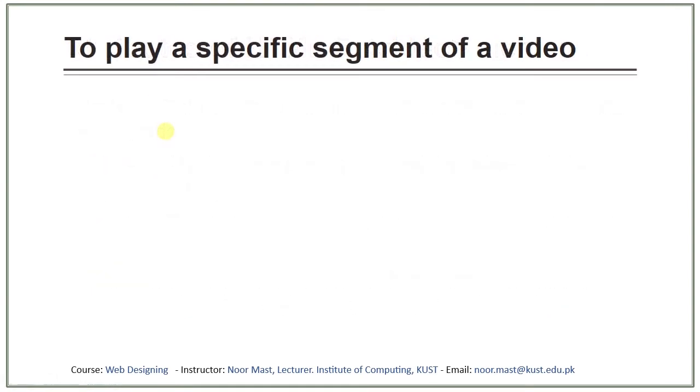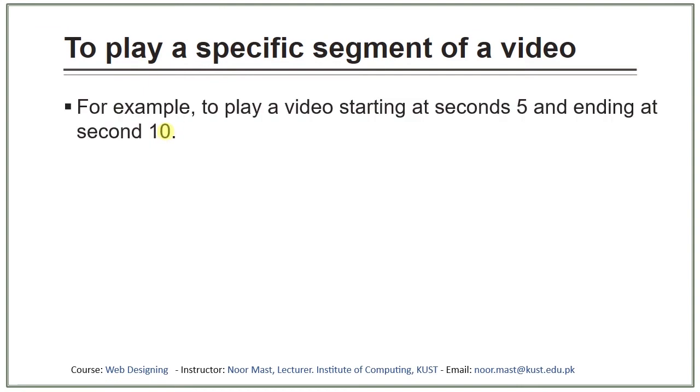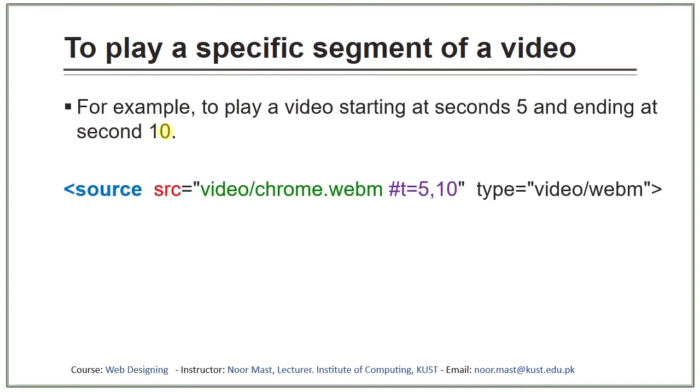Another thing to discuss about the video element is that it allows you to play a specific segment of a video. For example, to play a video starting at second 5 and ending at second 10. For this example, look at the following codes. Within these codes, the source attribute first specifies the source file of the video, then the start and end time of the video. Here the start and end time of the video is 5 and 10 seconds respectively.